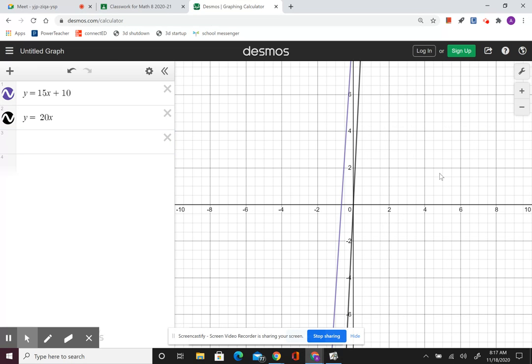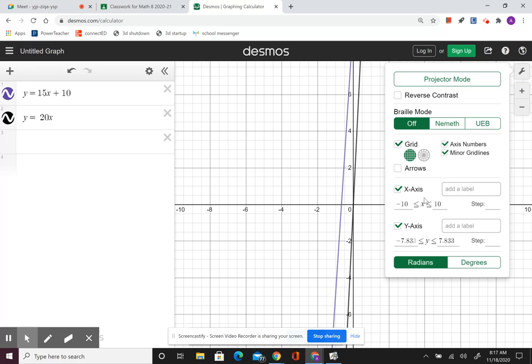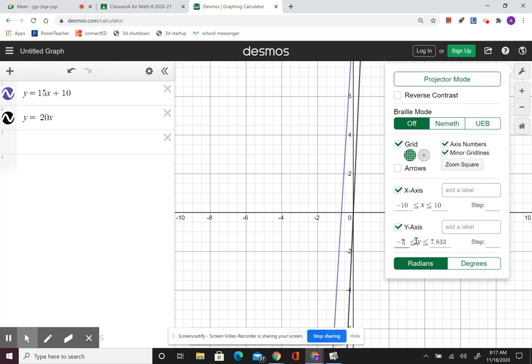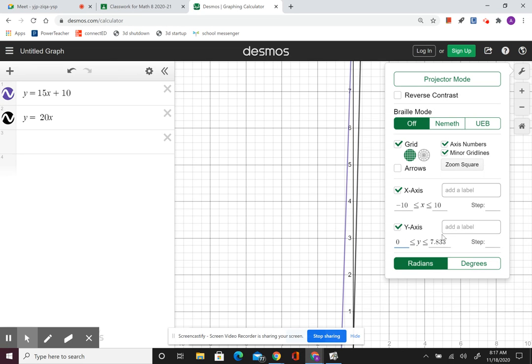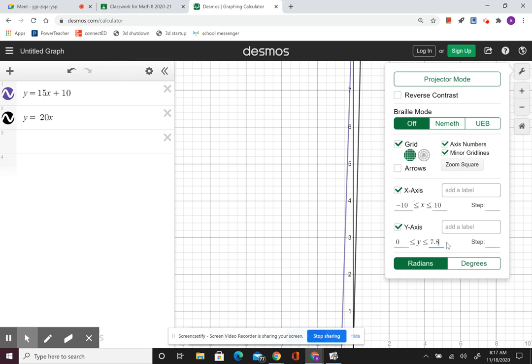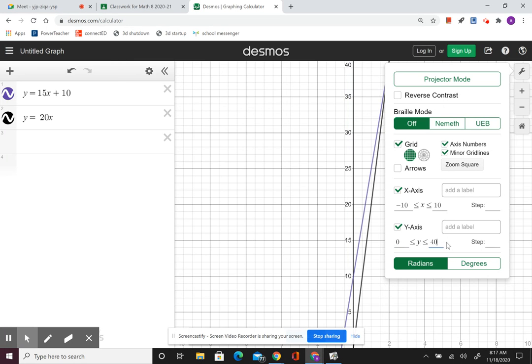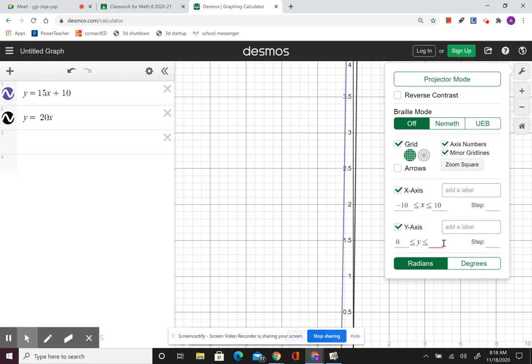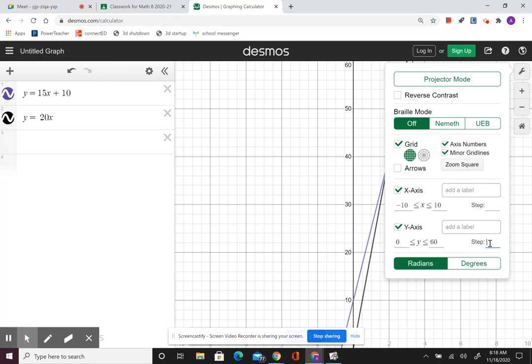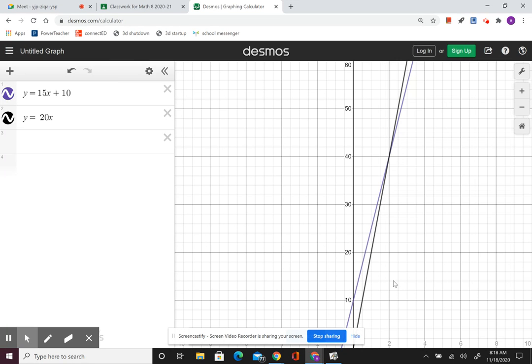So let's set our y-axis from 0, because we don't care about any negative costs, because someone's not going to pay us to go to these craft classes. And let's go up to 40. Does 40 give it to us? Okay, let's go up to 60. I need to create this so that I can see where those two lines are intersecting. And here is the intersection right here.